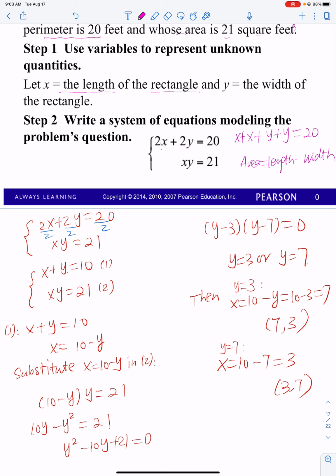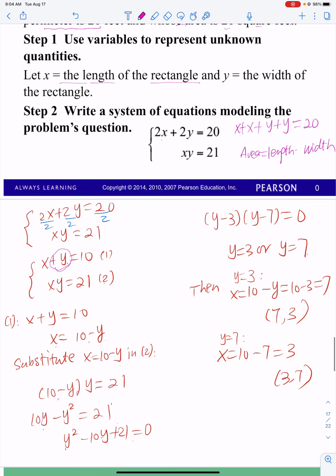We can use what? Substitution, because what happens here? The coefficient of x and y is what? Only 1, so you can use substitution to get it. So what will you do? Isolate x or y. x equal to 10 minus y. Substituting into the second equation, you have (10 minus y) times y equal to 21. 10y minus y squared equal to 21. Then you move every term to the other side, yeah? So it becomes y squared minus 10y plus 21 equal to what? 0.